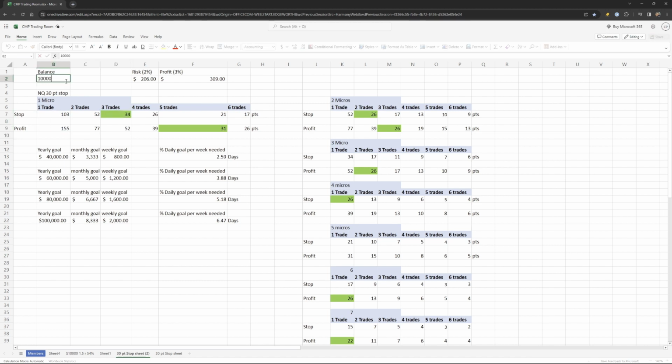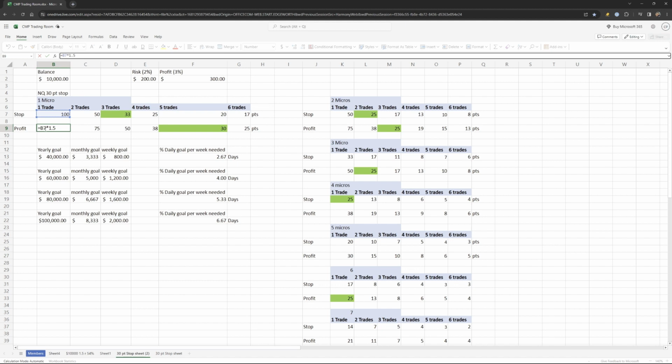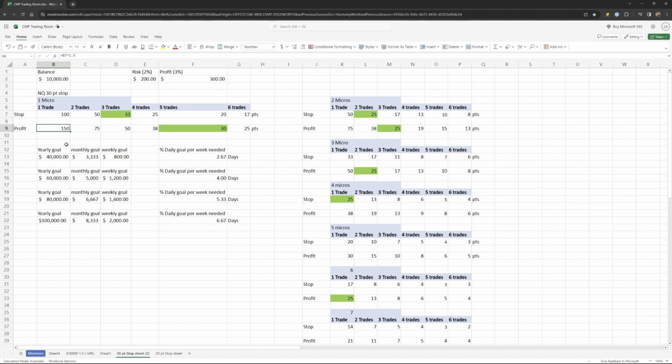If we just put this to 10,000 to keep it nice and easy, you can see in this scenario, if I just have one trade, I can risk 100 points, which is $200, $2 per point on the NQ. So 100 points is $200. The profit in that scenario would obviously be 1.5 times, so 150 points of profit.